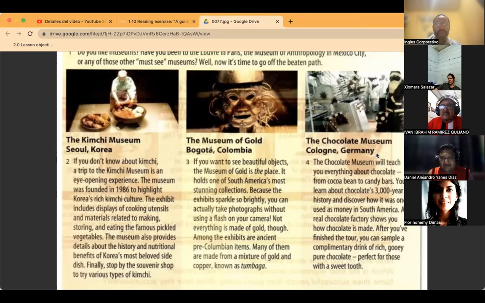Tumbaga, yes, that's the name in Spanish, right? Tumbaga. Okay. Thank you very much. Thank you, Mar. All right. And the last paragraph?